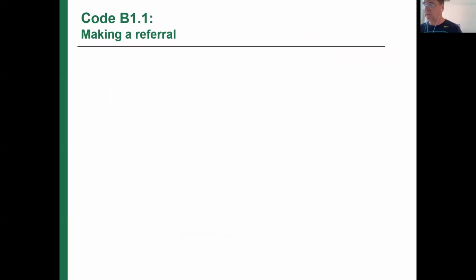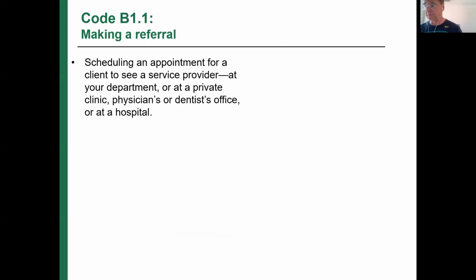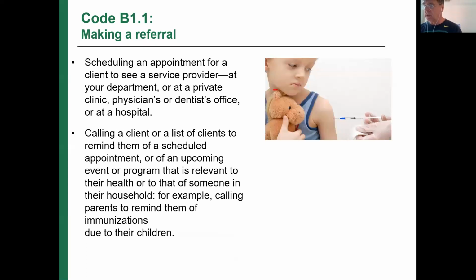B1.1 is for an activity that refers a person for medical, mental health, dental health, and/or substance abuse services covered by the Oregon Health Plan. This includes scheduling an appointment for a client to see a service provider at your department or at a private clinic, at a physician's or dentist's office, or at a hospital. Calling a client or a list of clients to remind them of a scheduled appointment or of an upcoming event or program that is relevant to their health or to that of someone in their household. For example, calling parents to remind them of immunizations due to their children.